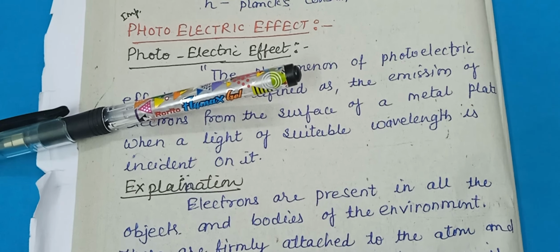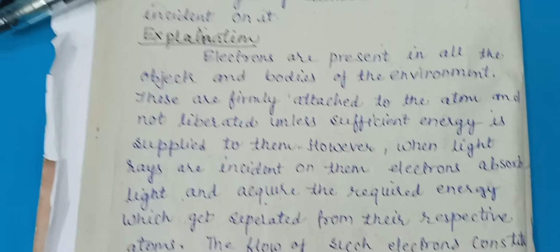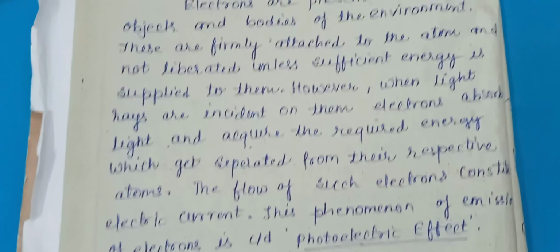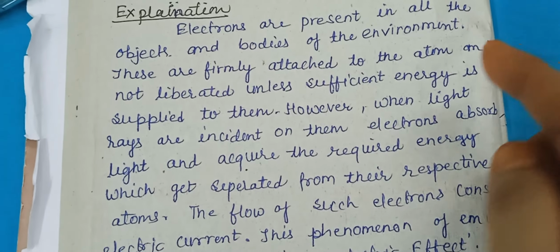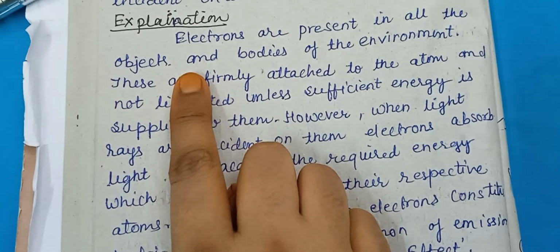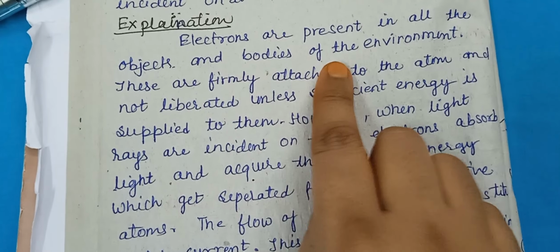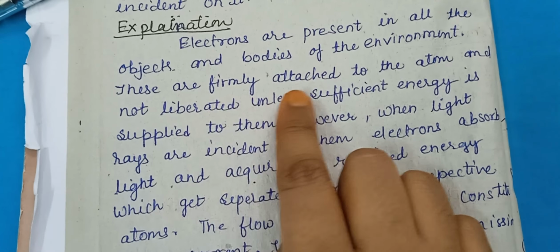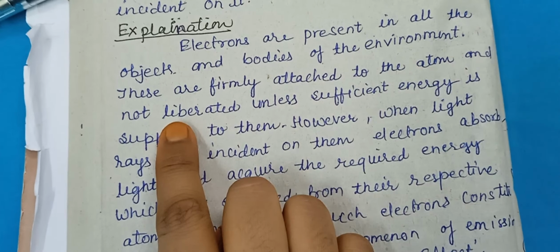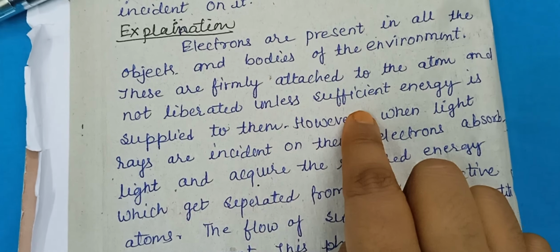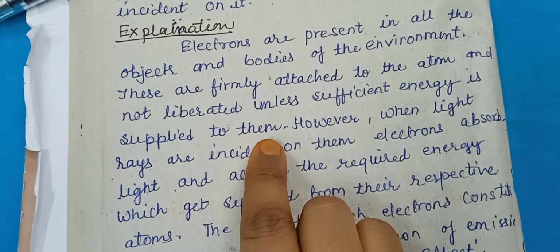Now I will explain how it happens. The electrons are present in all objects. We all know that electrons are present in all objects, all bodies of the environment. These are firmly attached to the atom and not liberated unless sufficient energy is supplied to them.